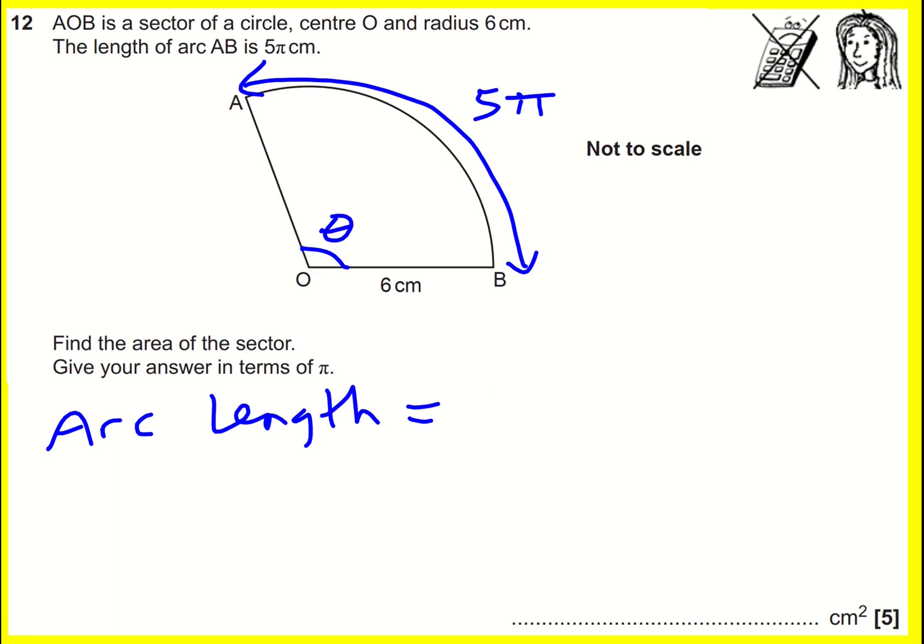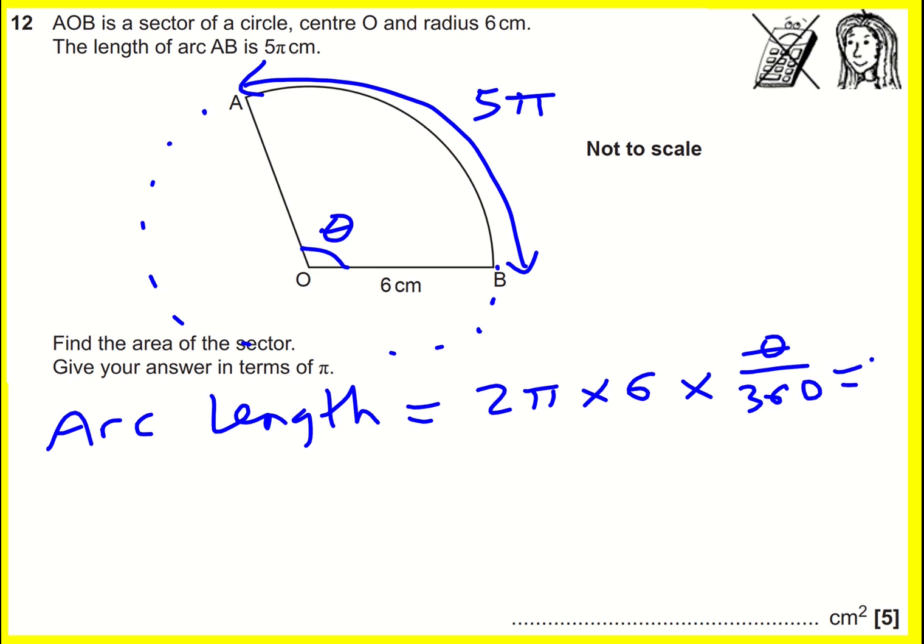so when we want to work out the circumference of a circle, it is 2 pi r, so in this case 2 pi times 6, but I don't want the full circumference, I just want a fraction of it, and that fraction is actually theta divided by 360. This might be a formula you learn, it's 2 pi r times theta over 360, but get the understanding in there as well. And that is equal to 5 pi, because we've been told that at the start.